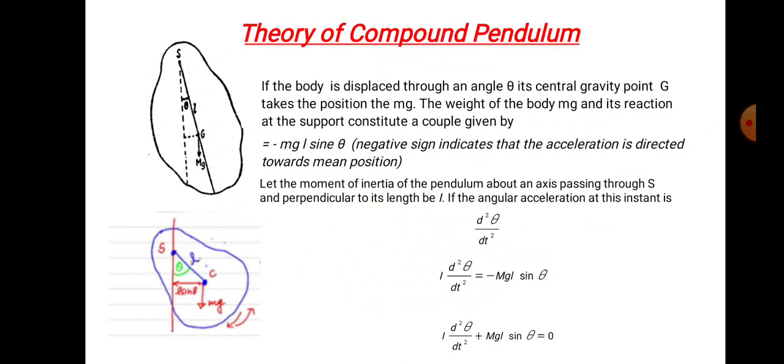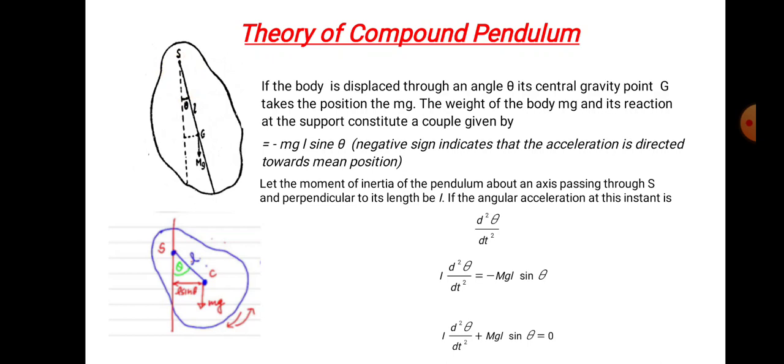As the definition of the compound pendulum says, a rigid body capable of oscillating freely in a vertical plane about a horizontal axis passing through it. The figure shows the vertical section of the rigid body capable of oscillating about a horizontal axis. This point is S. S is the center of suspension.